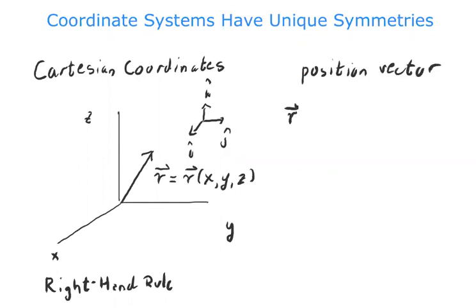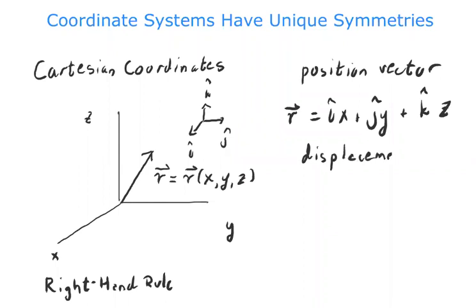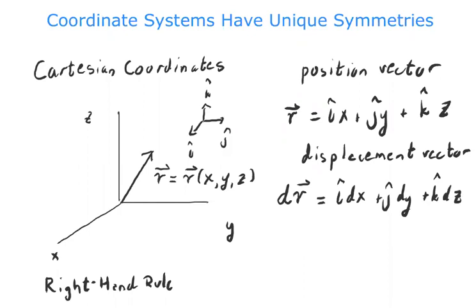So you can break it up into its components in the i hat direction, j hat direction, k hat direction. While you're at it, you can also define a very useful creature known as the displacement vector. In Cartesian coordinates, this is very easy. It's just the derivative of the position vector: i hat times dx plus j hat times dy plus k hat times dz. We will see that this displacement vector, while it is simple to write in Cartesian coordinates, is not necessarily true in other coordinate systems. But more about that later.